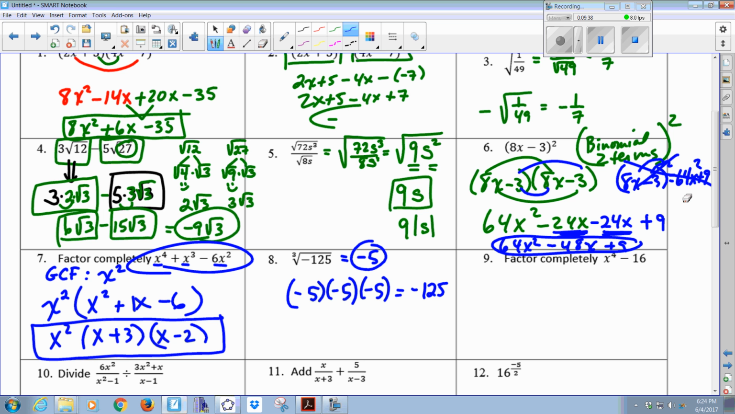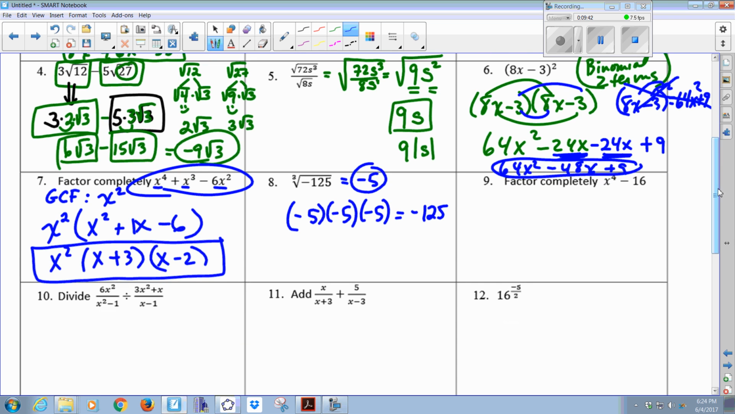Number 9 is another factoring problem. This is a situation where you notice that 16 is a perfect square. And since x to the 4th has an even exponent, it's also a perfect square. So we refer to this as the difference between 2 perfect squares. And these problems are very easy to factor once you recognize them. And you can usually only recognize problems like this once you've done lots of practice.